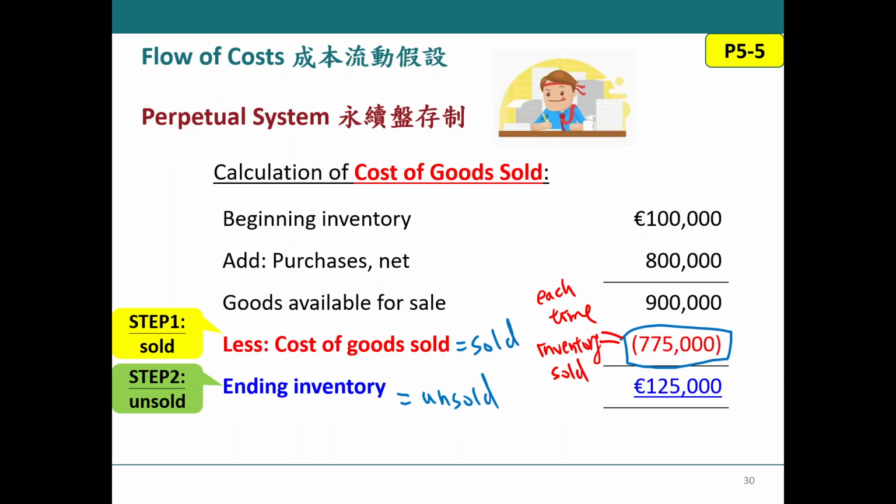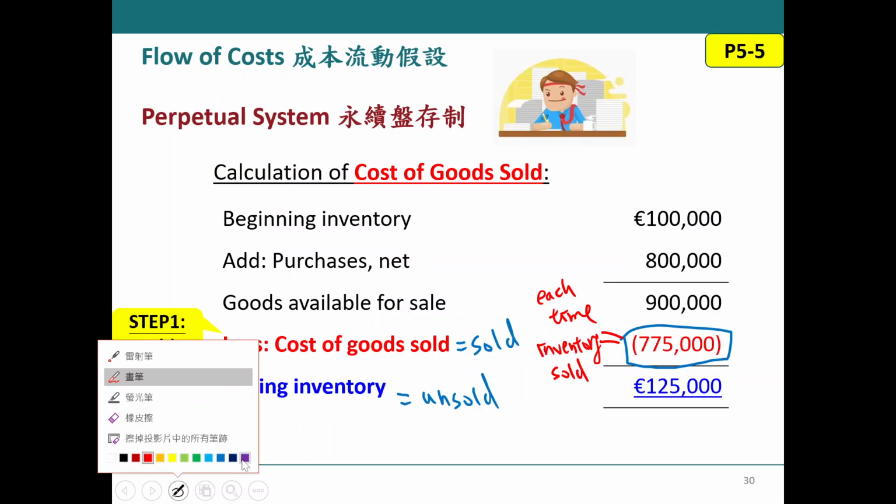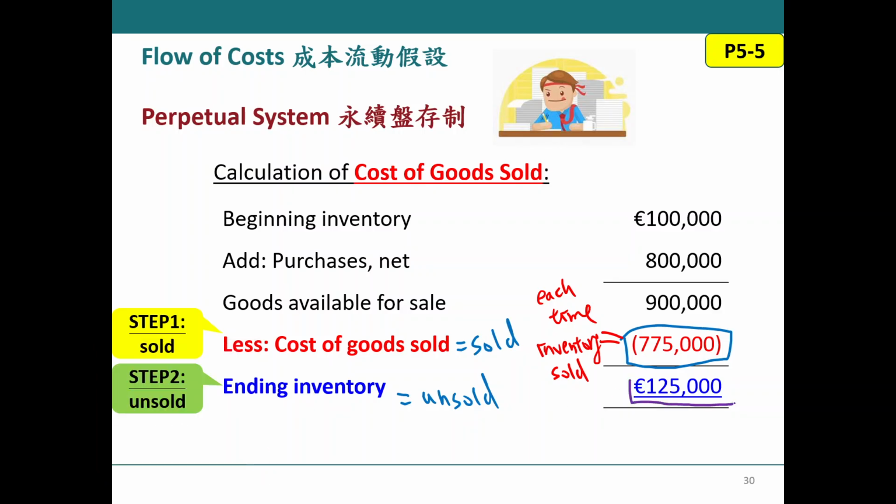Then how about ending inventory? When you get this number? Ending means on the last day, okay? So on the last day, how many inventory I still have in the company? So it is the last day. 期末, end of period.